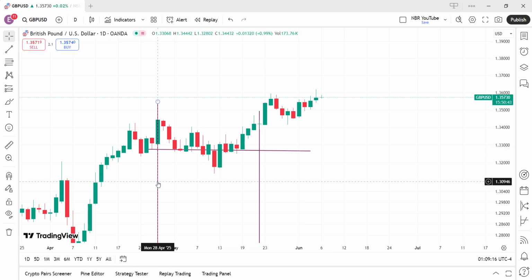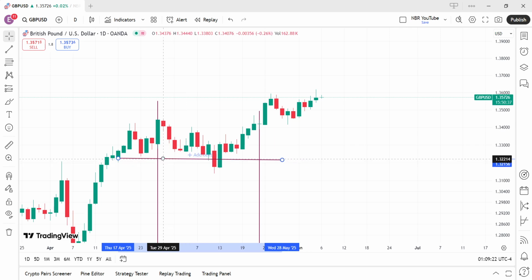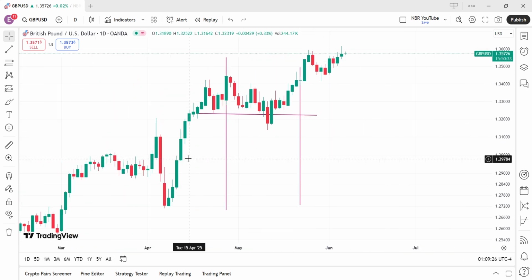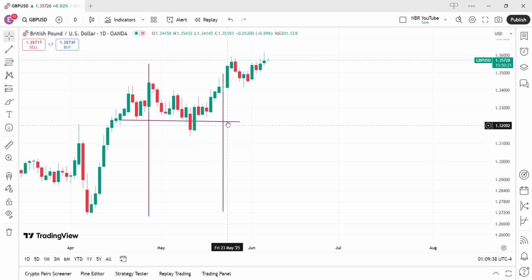One moment, let me check. Not this one. Okay, so mainly focusing on this one here. Also, we have here a swing high and another swing high and a swing low before the break of swing highs.